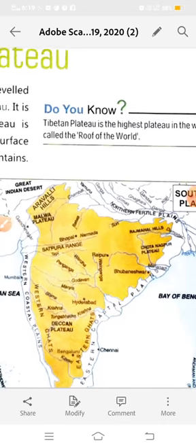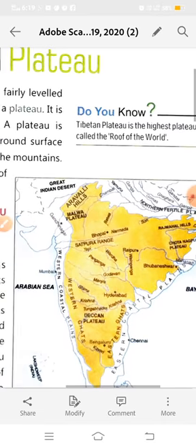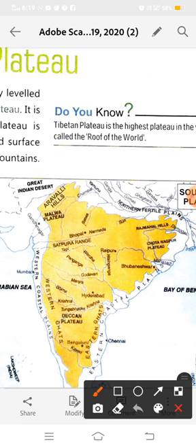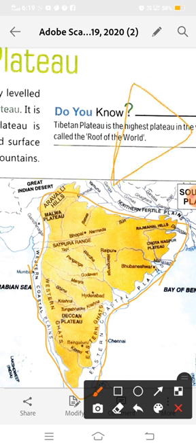In this map, the location of the Southern Plateau of India. The Southern Plateau is made up of igneous rocks and has an irregular triangular shape. Irregular, it is not perfect like a triangle, not having the perfect shape of a triangle. So this line is showing you the irregular triangular shape of the Southern Plateau.